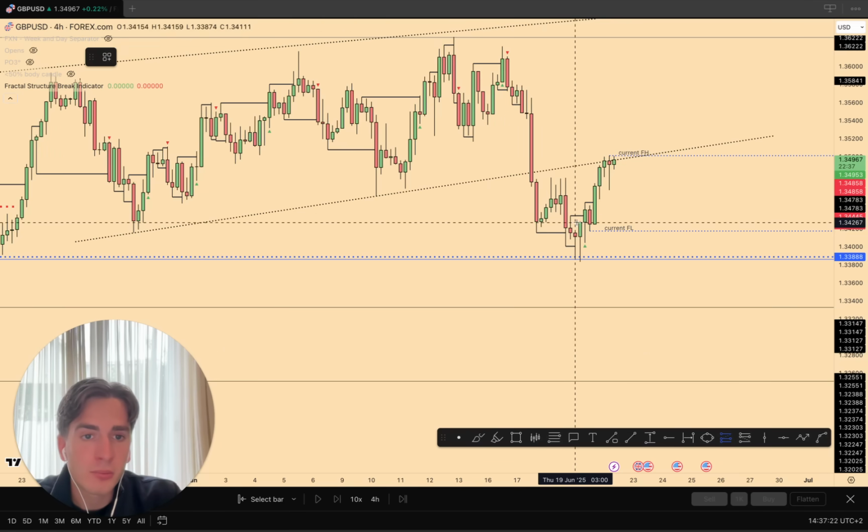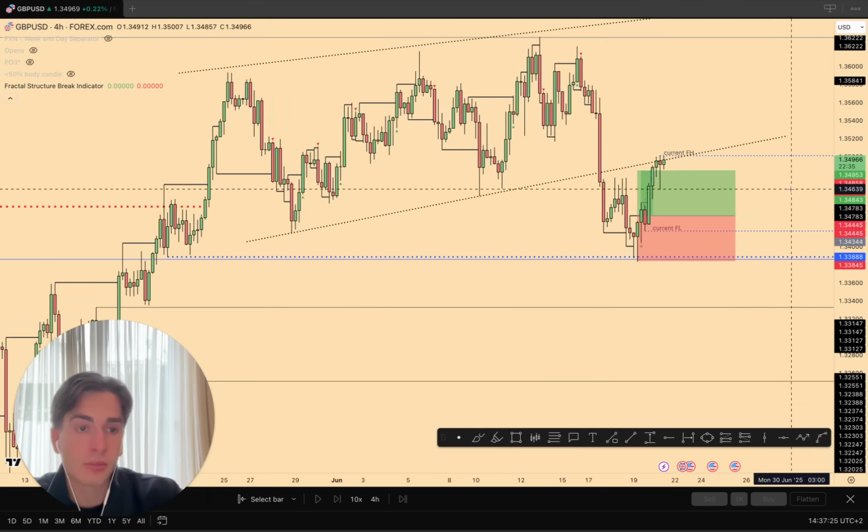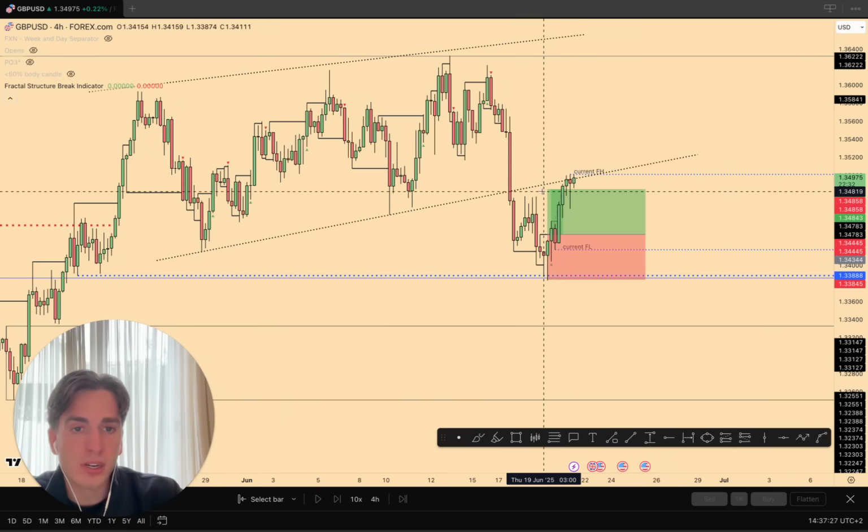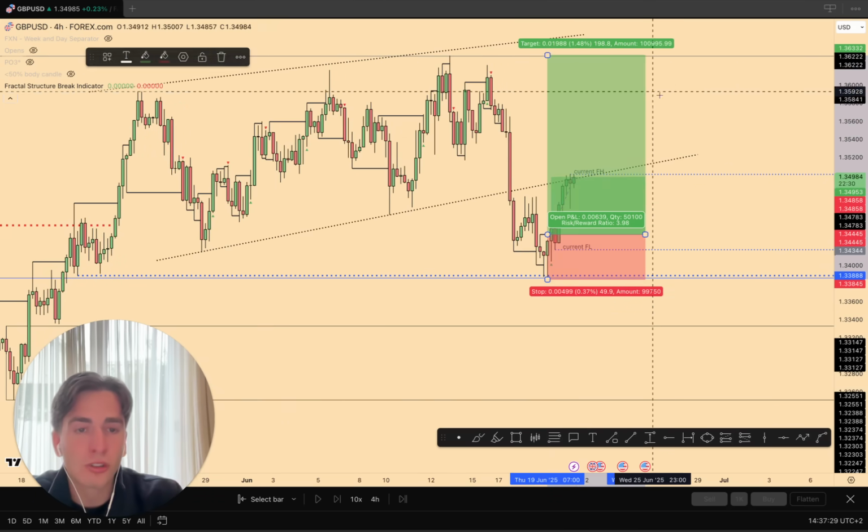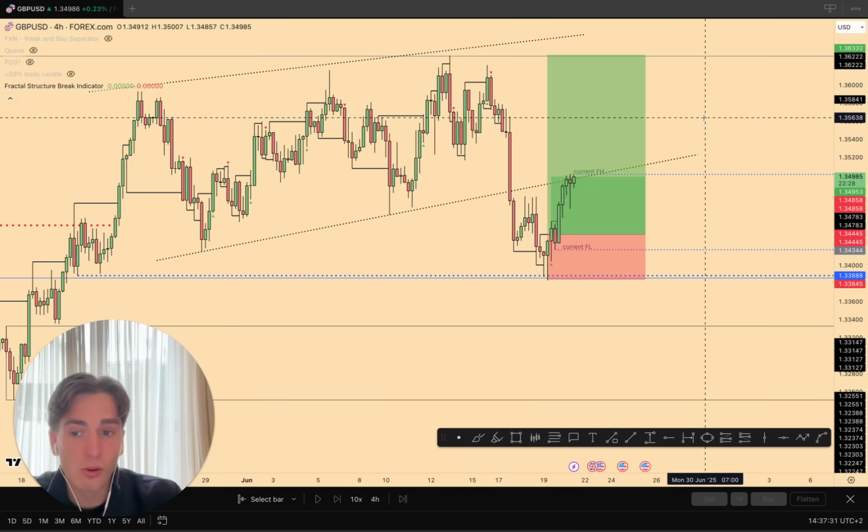That is the moment that you can pretty much get into a long, because you have 1, the premium versus discount confluence, 2, you have the fractal break confluence, 3, you have the swing structure confluence, 4, you have the fractal confluence.